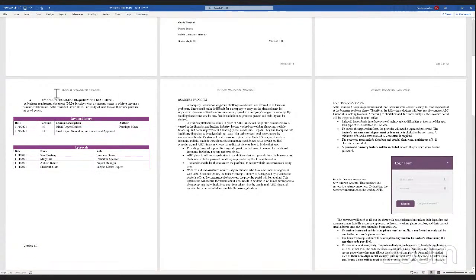So I'll speak a little bit on what a BRD is. It describes what a company wants to achieve through vendor collaboration. In this BRD, ABC Financial Group desires to add a new platform to their business website. The initial revision took place on the 11th, and Penelope, I'm the author.